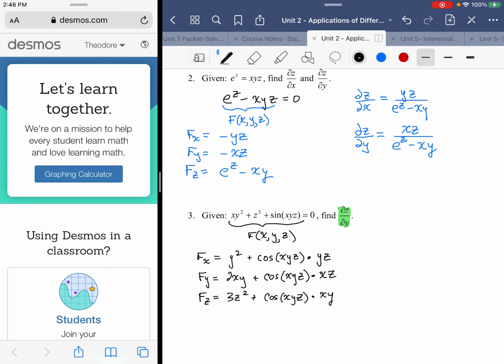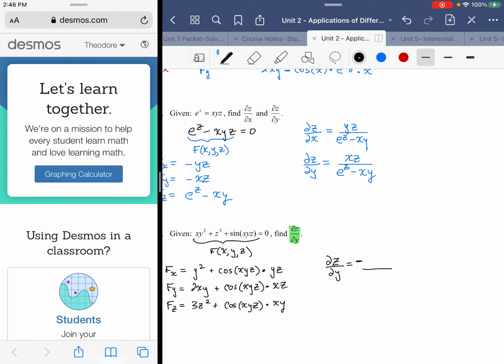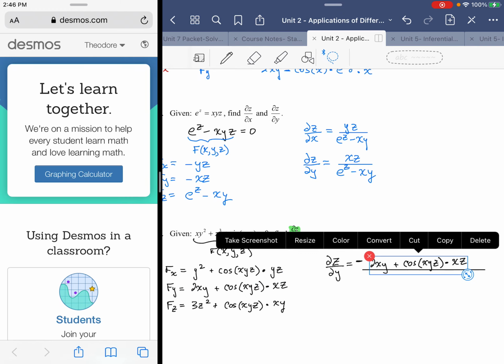All right, and so if I want partial z with respect to y, I just need to negate my f. All right, so negative, make a nice fraction and put it over my, I think I just said negate my f, they're all f. Negate my f sub y, and then divide it by my f sub z.